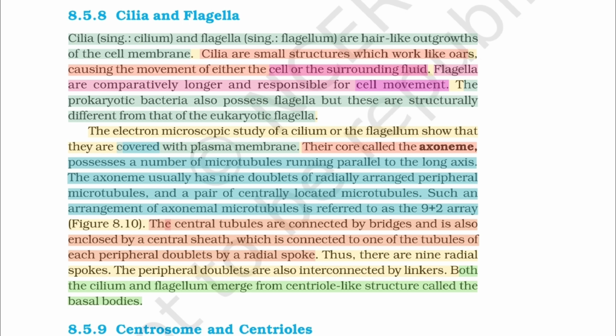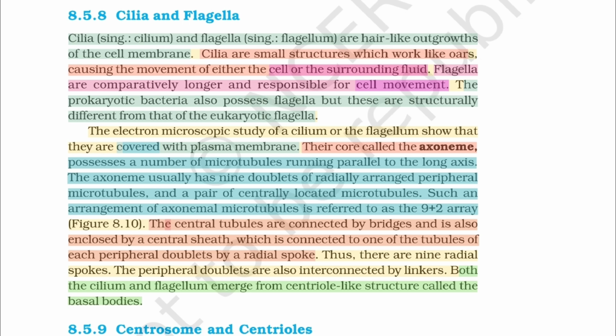8.5.8. Cilia and flagella. Cilia, singular cilium, and flagella, singular flagellum, are hair-like outgrowths of the cell membrane. Cilia are small structures which work like oars, causing the movement of either the cell or the surrounding fluid. Flagella are comparatively longer and responsible for cell movement. The prokaryotic bacteria also possess flagella, but these are structurally different from those of the eukaryotic flagella.